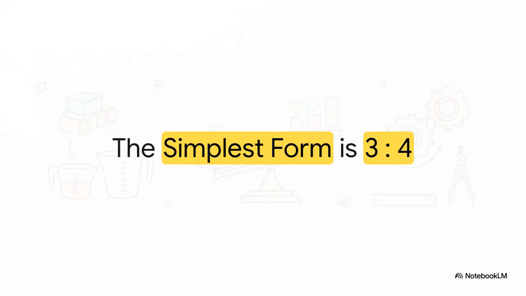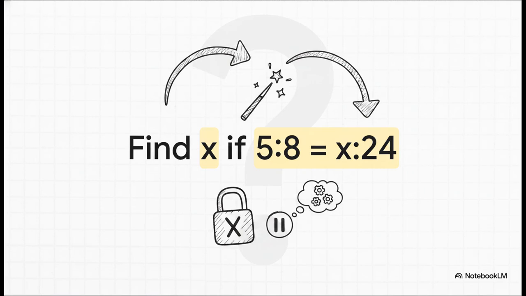And we're back. Let's see how you did. The answer is 3 to 4. Huge congrats to everyone who figured out that the HCF of 15 and 20 is 5. Divide them both by 5 and boom, 3 to 4. Awesome job. Let's turn it up a notch for the next challenge.